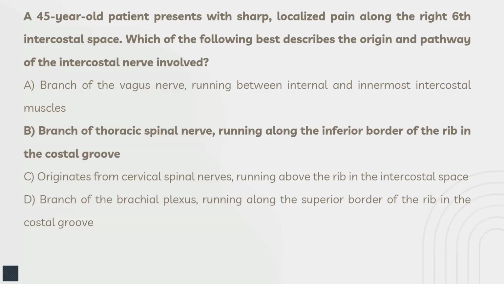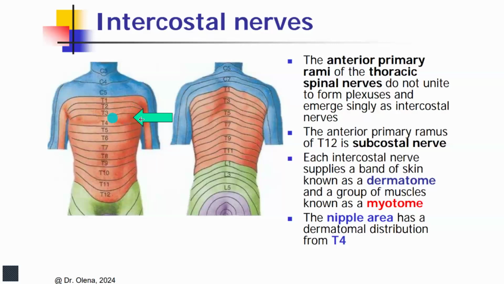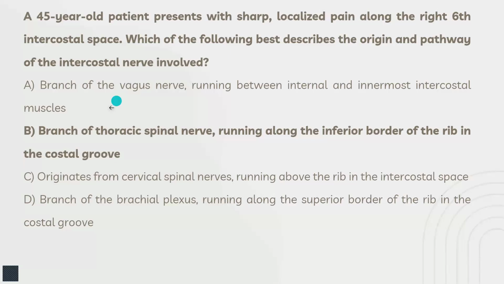The answer is B. So with these questions, they're pretty long, but there is a key word, which is right sixth intercostal space. The sixth intercostal space is in your thoracic region, obviously. Looking at the options, vagus nerve doesn't really make sense, and neither does cervical spine or brachial plexus. And the intercostal nerves are derived from the thoracic spinal nerves.